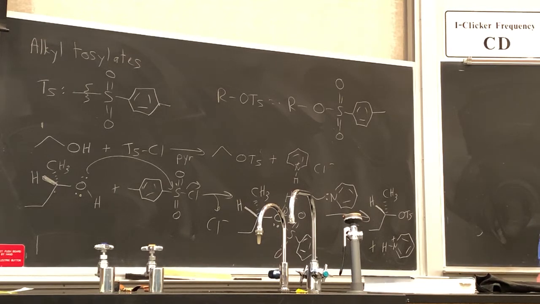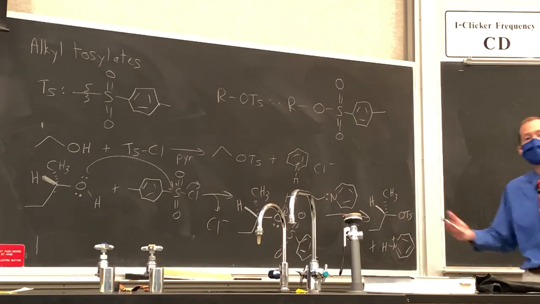The answer to that question lies in what I've shown you here on the board. Okay? We have a chiral alcohol forming a chiral tosylate. What happens to the stereochemistry of the alcohol as we convert it to the tosylate? It's the same. It's retained.